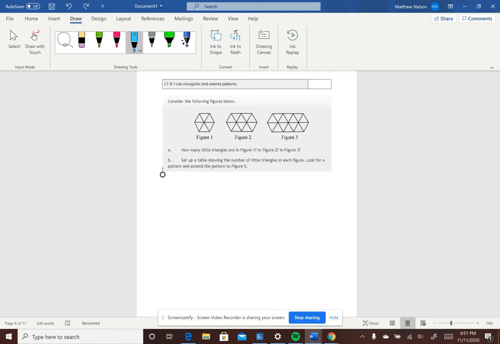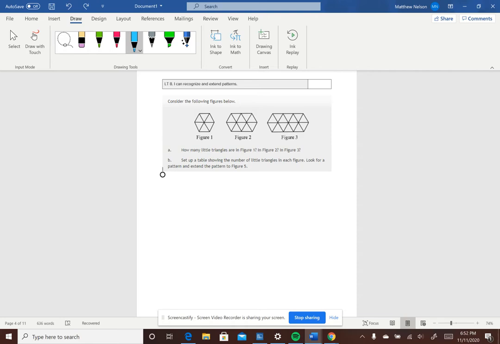All right, here we have figure 1, figure 2, and figure 3. And the first part asks how many little triangles are in figure 1, figure 2, figure 3. Well, that's easy, right? All we do is count the number of triangles. But then there's a second part here, part B. Set up a table showing the number of little triangles in each figure. Look for a pattern and extend the pattern to figure 5.